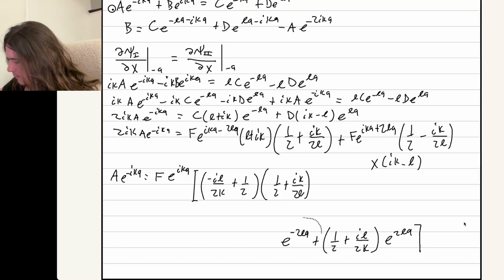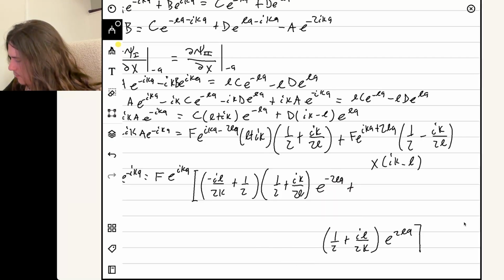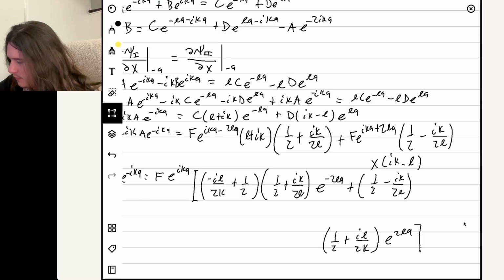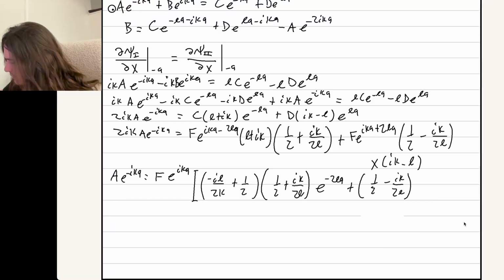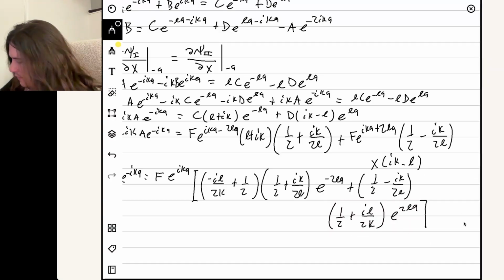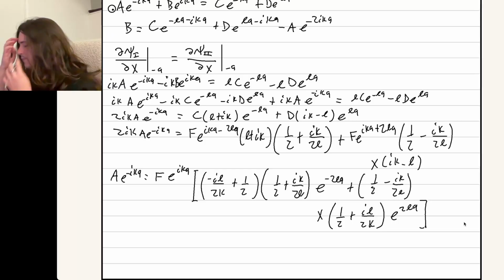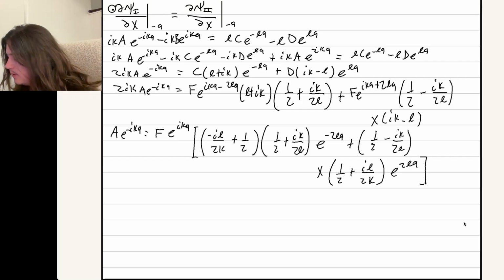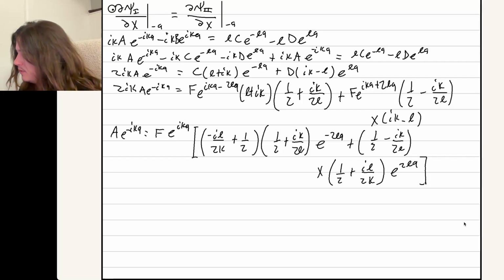And then there's also this other term which comes from this equation, 1/2 minus ik over 2L. And then let me see if I can squeeze the last bit onto there. I can't, of course I can't. We're just gonna say times that. Right. We are going to have to expand both of those multiplied polynomials by each other. So let's just get on with that.